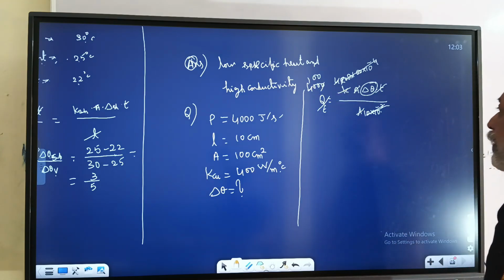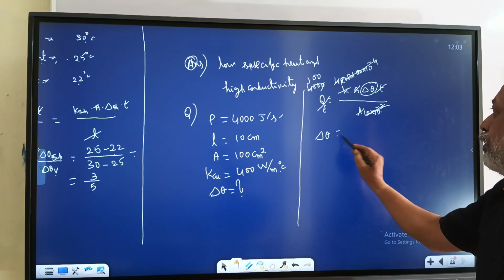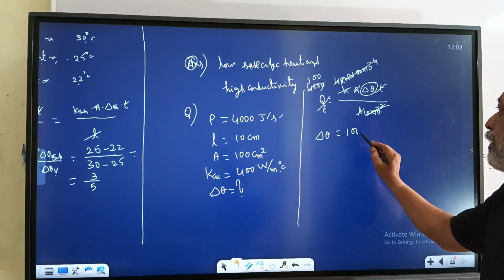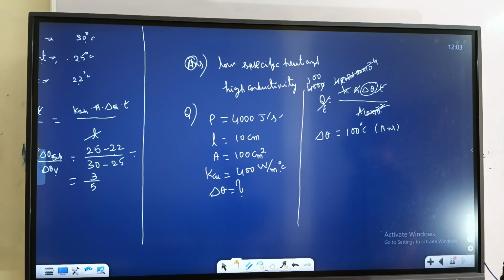Okay. What is the temperature now? Delta theta is equal to 100 degree centigrade. Answer. In calculation, you have to go shortcut like this. No need of steps. Right?